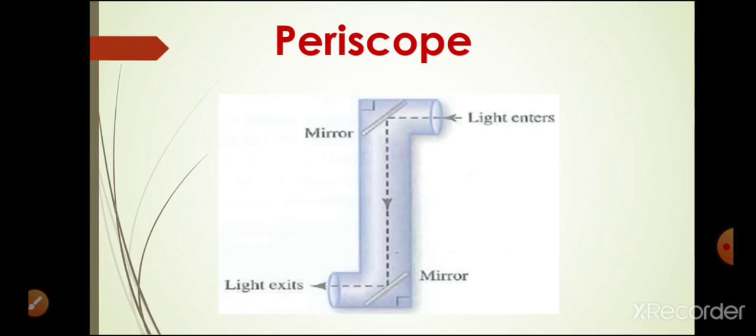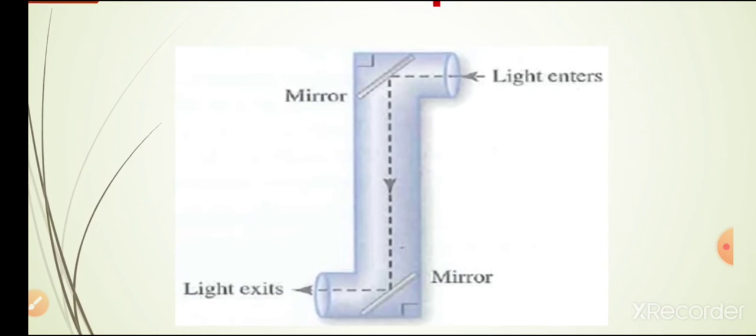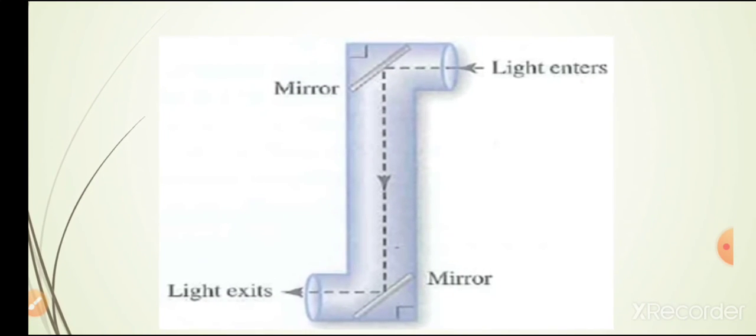Inside the periscope there are two mirrors. You can see here mirror 1 and mirror 2. These two mirrors are placed in such a way that they are inclined at an angle of 45 degrees. Periscopes are generally used in submarines, tanks, and bunkers by soldiers.